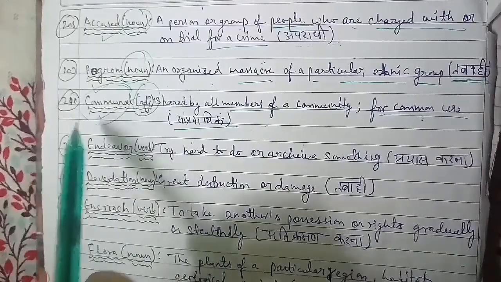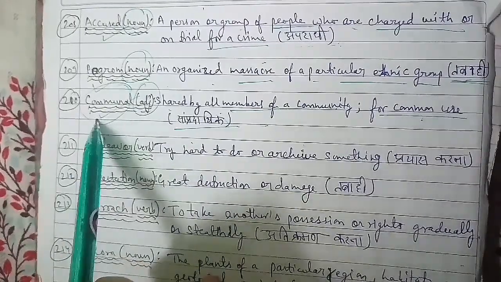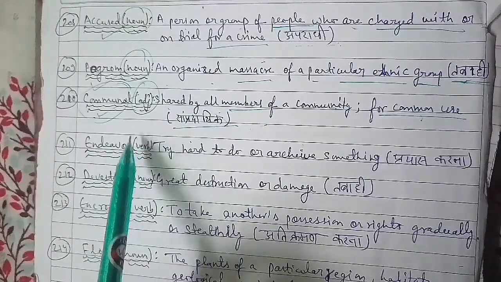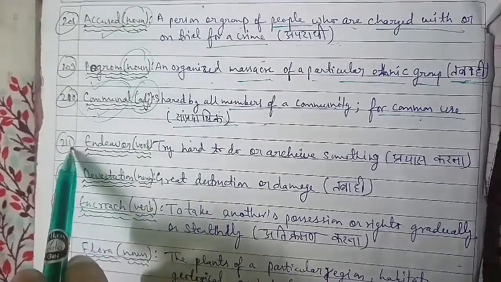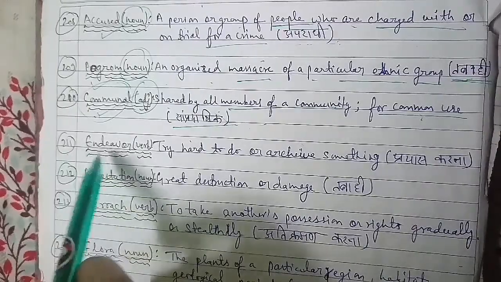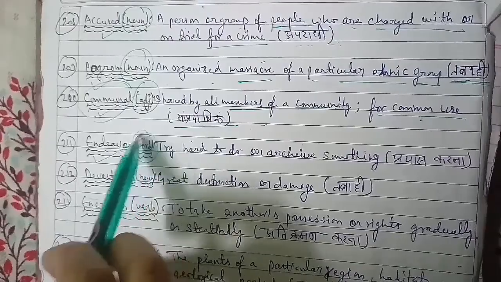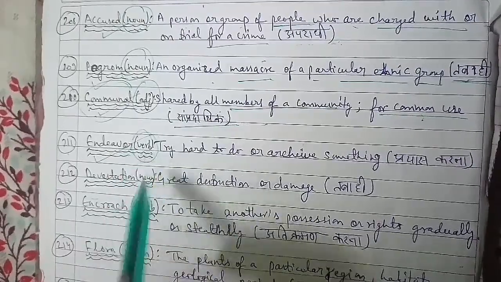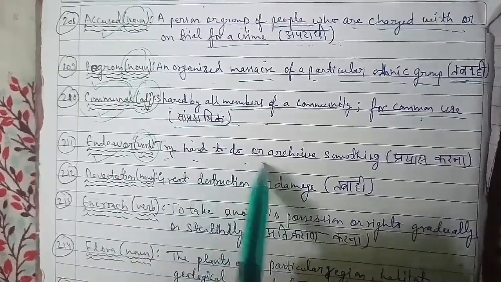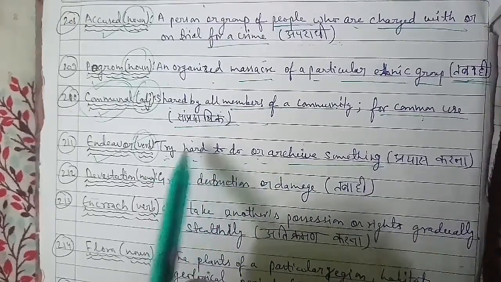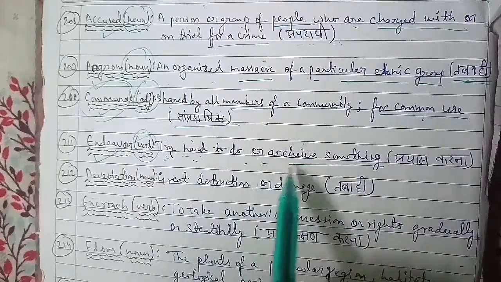Now moving on with the next word, 212, that is devastation. Devastation is a word used as a noun, and the meaning of devastation is great destruction or damage. बहुत ज़्यादा ही destruction होना, बहुत ज़्यादा ही damage होना, in Hindi that is तबाही करना, and the word is devastation. Now moving on with the next one, we have the 213th word, that is encroach.